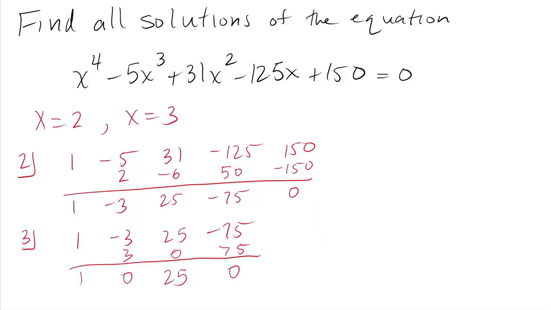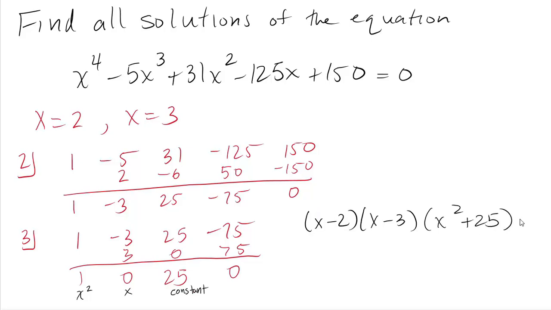So what have we done at this point? We've taken this original function, x to the fourth minus 5x cubed plus 31x squared minus 125x plus 150, and shown that x minus 2 is a factor that comes from the first line. We've shown that x minus 3 is a factor that comes from the second line. And keeping in mind that this is x squared, this is x, and this is the constant term, the last factor is x squared plus 25.